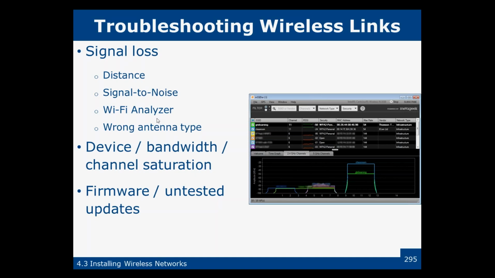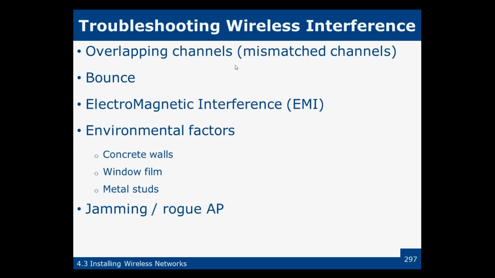What I've got to do is go to a channel where the other one that's in use has the lowest signal. The other issue could be firmware or untested updates, when we put something on and it makes things work so much better all the time. If you can, you need to test updates in a lab environment. I know that's not always possible, but if you can do it, that's what you can do. Overlapping channels, we talked about bounce. If you have mirrors or stainless, things like that, it can bounce off of those. Electromagnetic interference, EMI, can affect the signal, obviously.